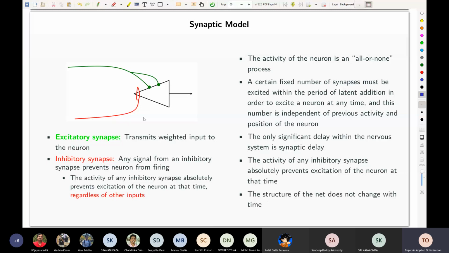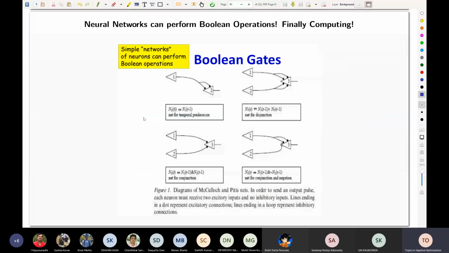And the structure of the net doesn't change with time. So these were all the models. We don't have to go into too much detail of these initial models, but we are doing some quick review. So even if you don't get a full idea, don't worry about that. These were the initial things, and the neural networks can perform Boolean operations with this synaptic model. Then later a proposal was made of McCulloch and Pitts' net.